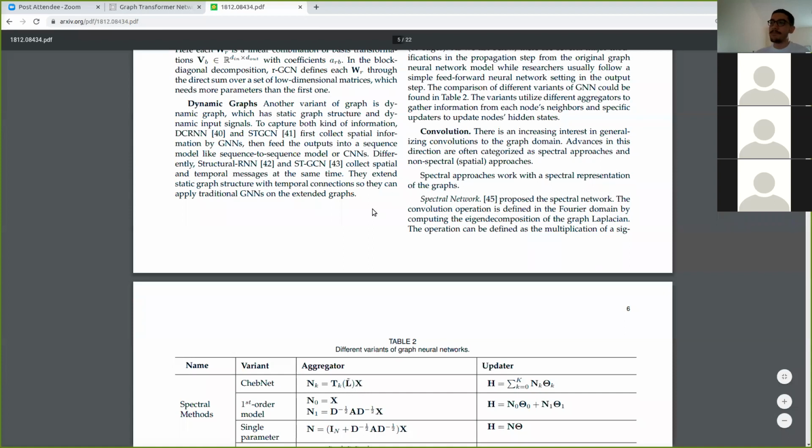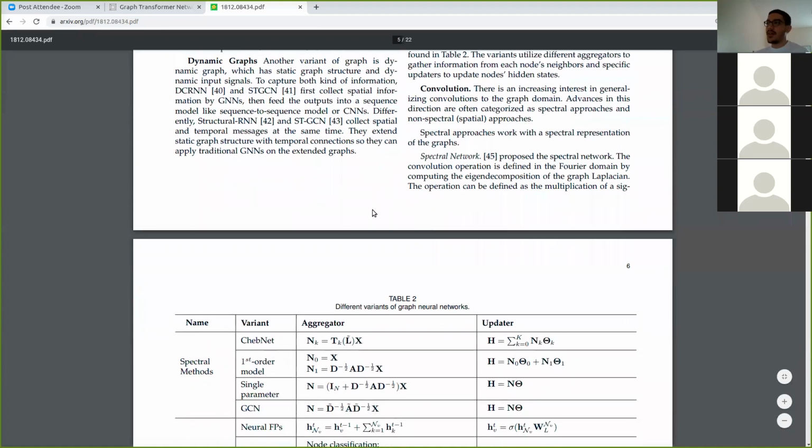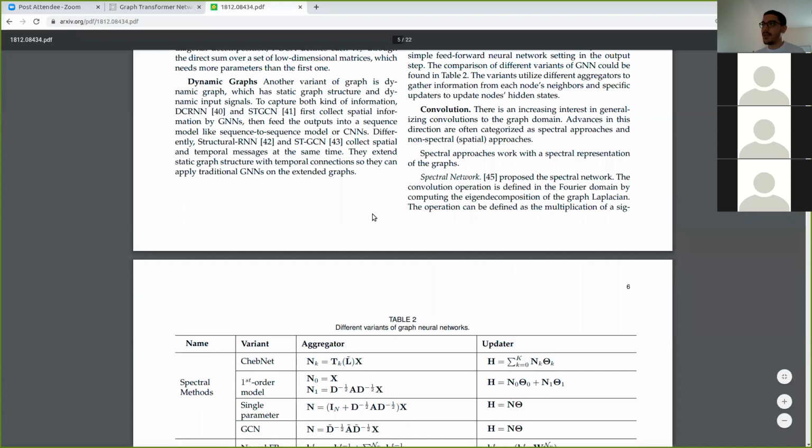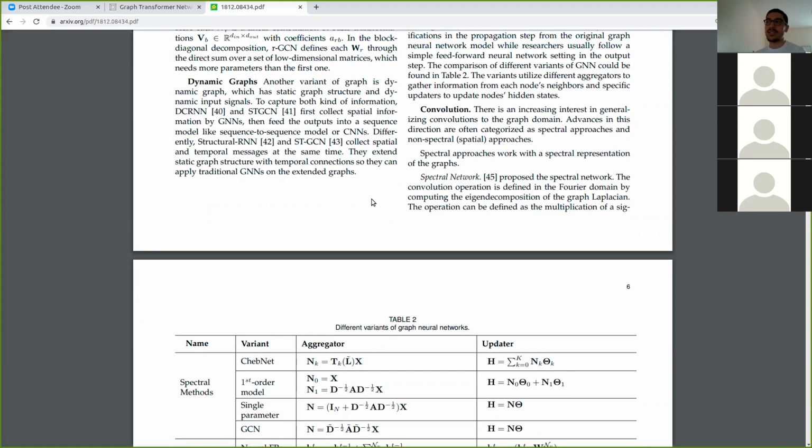But essentially, I don't want to go into too much detail here because of time, but the convolution operation is first defined by the eigenspectrum of the graph's Laplacian. So this goes into spectral graph theory, where the interest is spectral properties of matrices which describe the graph. So you could use the Laplacian.